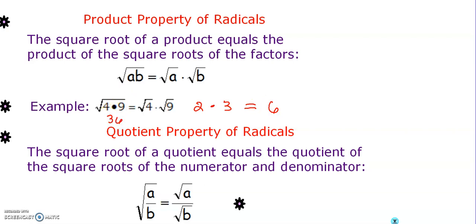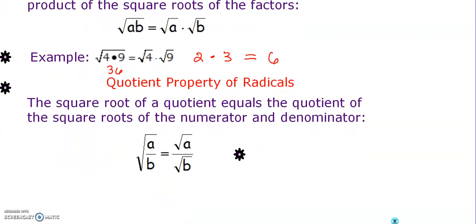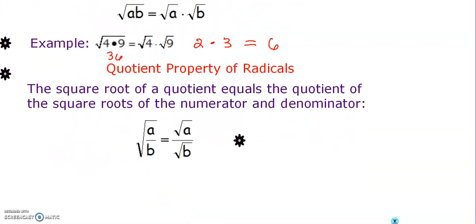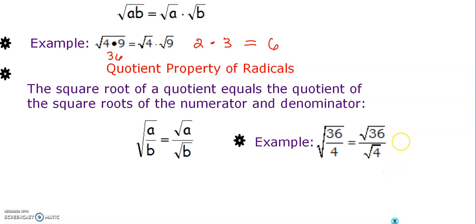So that makes sense. We also have the quotient property of radicals. And that's the same thing. If you have a fraction in the radical, you can break it up into a radical on the top and a radical on the bottom. So we'll take a look at this example. If I have the square root of 36 over the square root of 4, I can break it into two radicals. Square root of 36 on the top, that's equal to 6. The square root of 4 on the bottom is equal to 2. And then I can simplify this further to get 3.